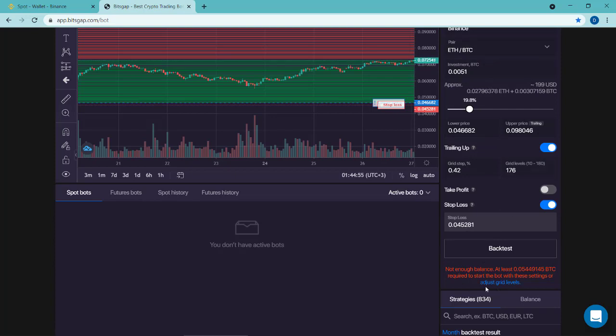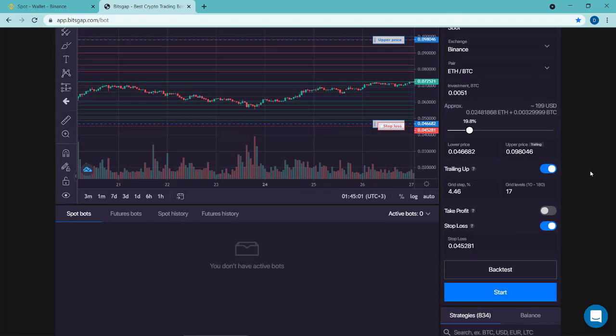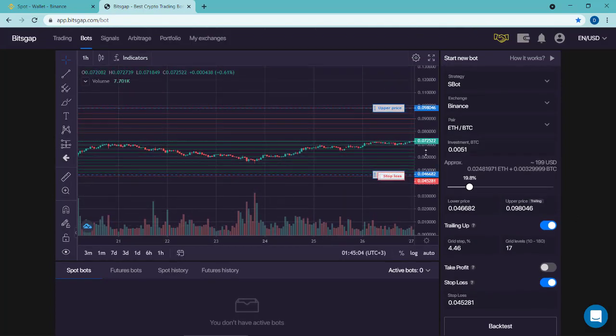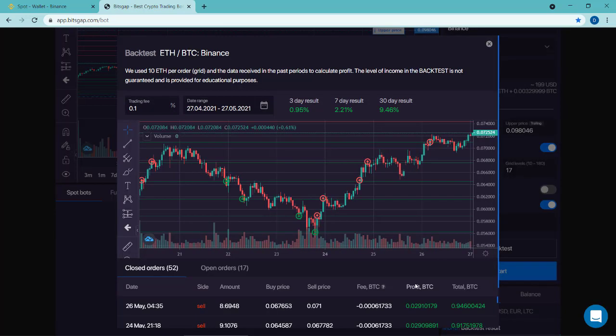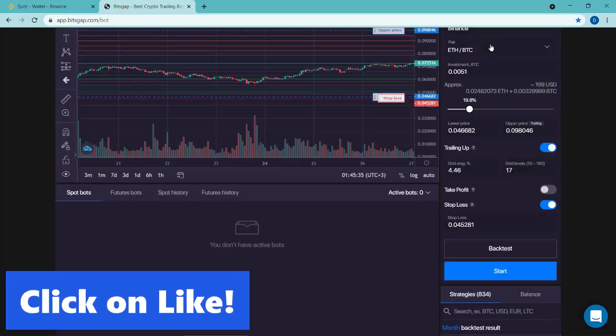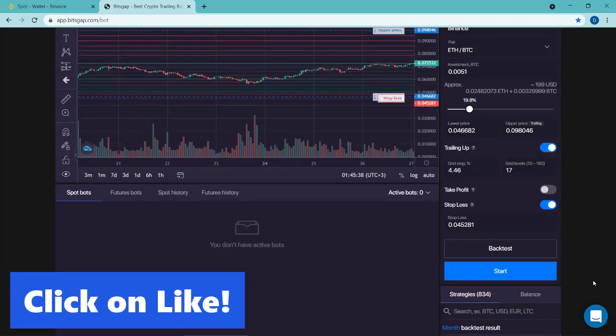So instead what I can do is click on this blue message, adjust grid levels. Click on this and you can see that it removes a whole load of grid lines. Now I've got a lot less grid lines, but it's the right amount for my investment amount. Right, now I'll click on backtest just to see how much money I would have earned in the past month with these settings. So it shows within 3 days just under 1%, in a month just under 10%. So that's not too bad. And so now I could start the bot.